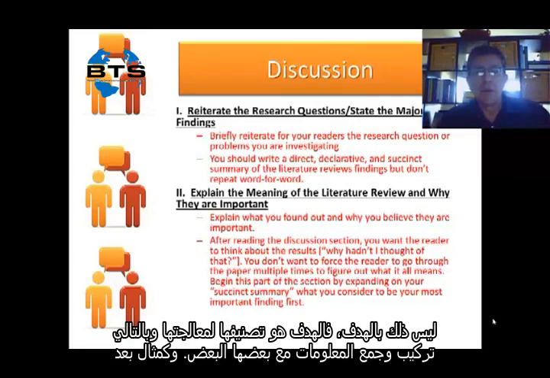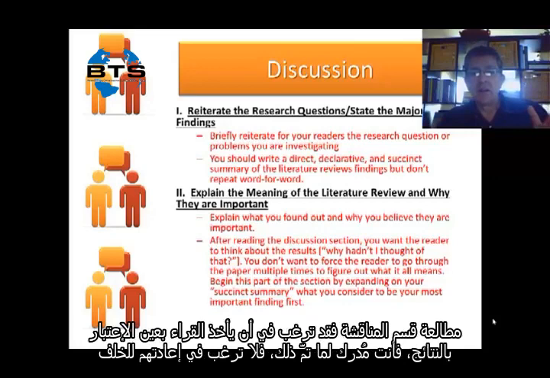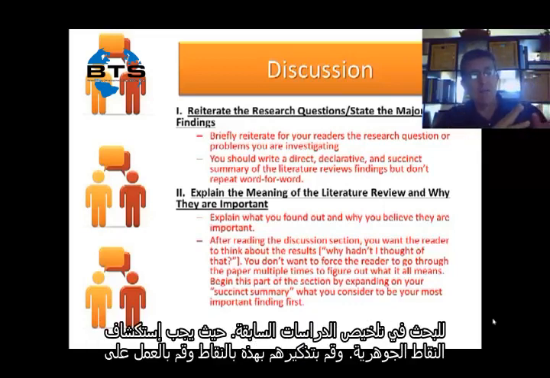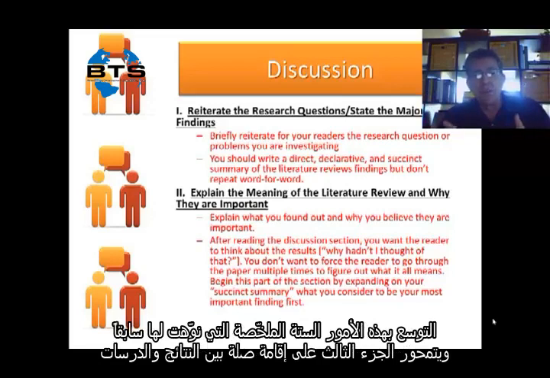For example, after reading the discussion section, you want the reader to think about the results. Why did this happen? You don't want them to go back and look at the lit review again to figure out what the key points were. So remind them of the key points and then expand on the succinct summary you had given before. If there are 6 areas, start to expand on those 6 areas.